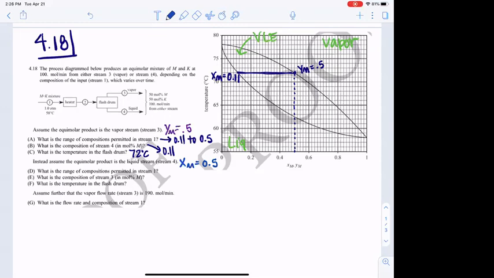So what we're going to do is follow up this exact same 0.5 line that we had before. We're going to hit our liquid curve, and that's what we had been looking for, our Xm equals 0.5. We're going to draw our tie line all the way across, and we're going to hit our vapor composition, which I'm calling about 0.87.